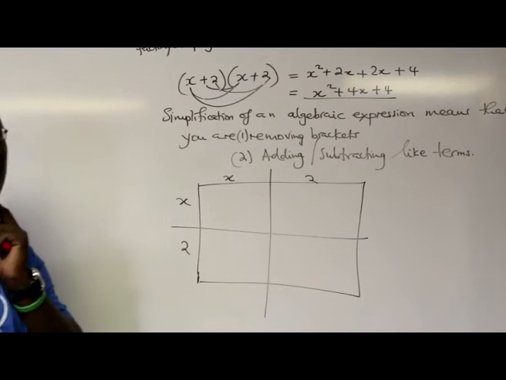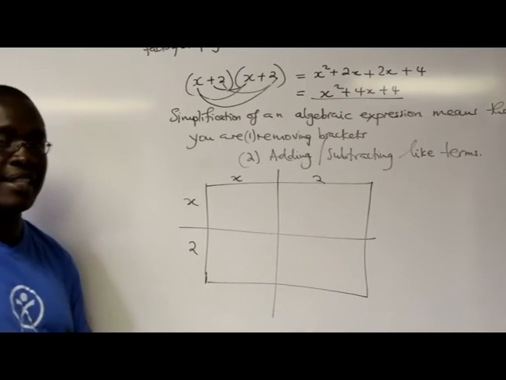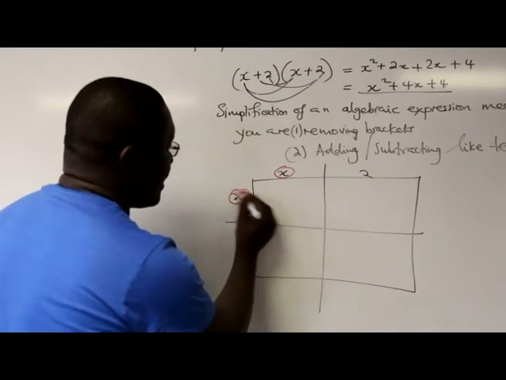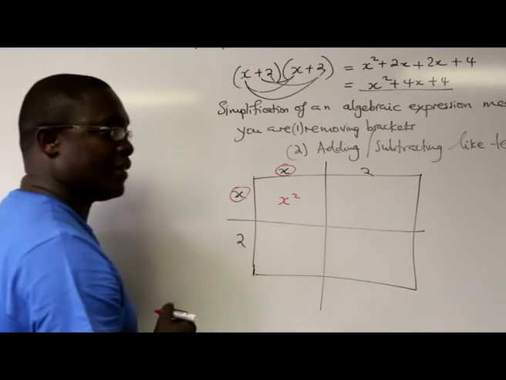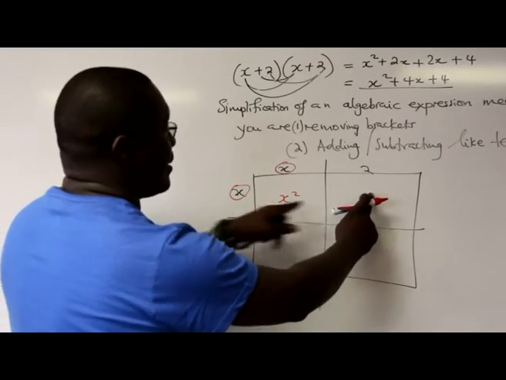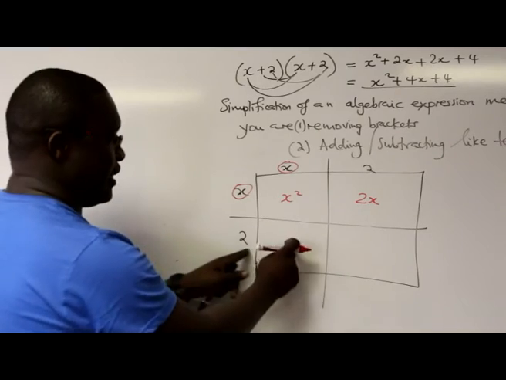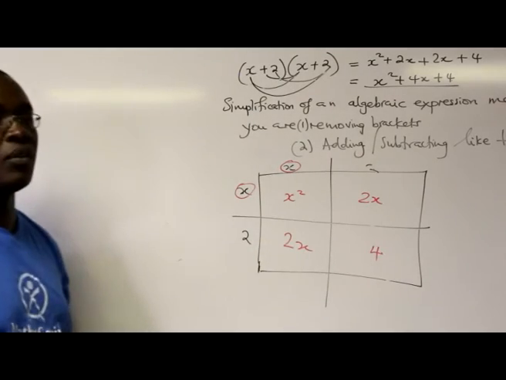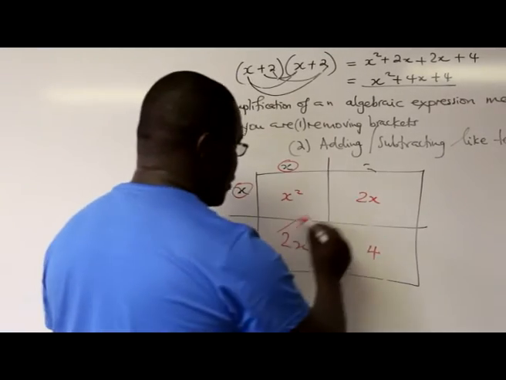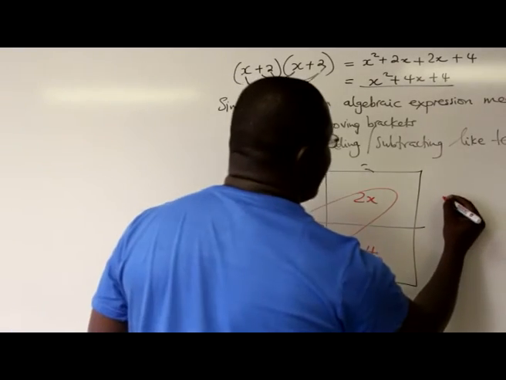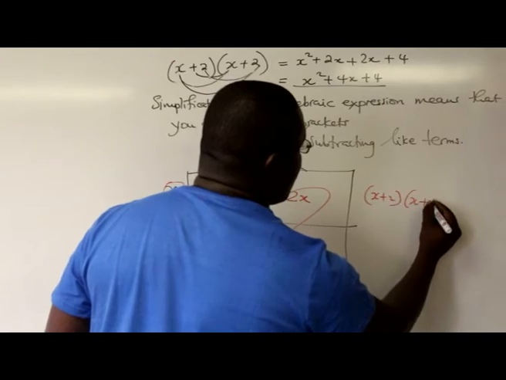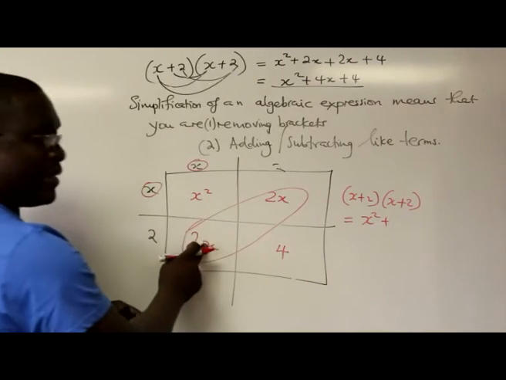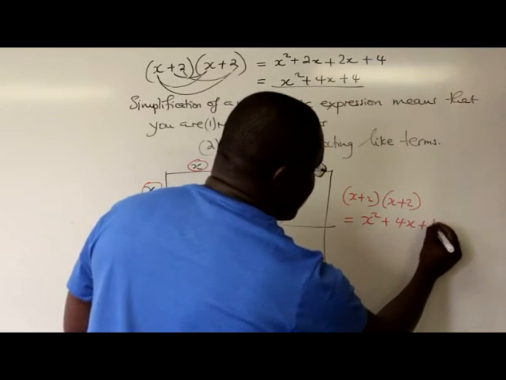Then it's just a matter of multiplying the corresponding terms. So this x times this x will give you x squared. Then you go into this bar: 2 times x is 2x. Then this one and this one, 2 times x is 2x again. 2 times 2 will give you 4. Now it's just a matter of adding the two like terms. So x plus 2 times x plus 2 is equal to x squared plus 2x plus 2x, which is 4x, plus 4.